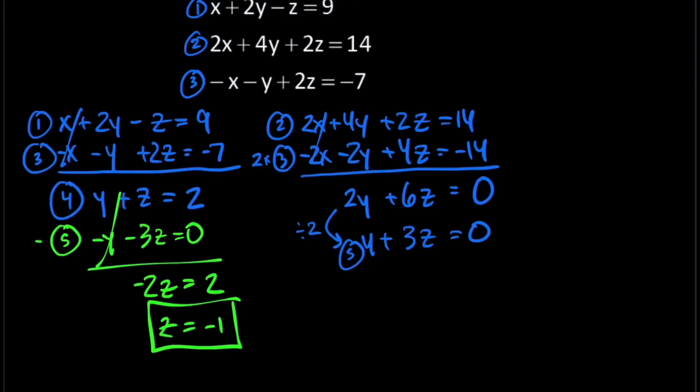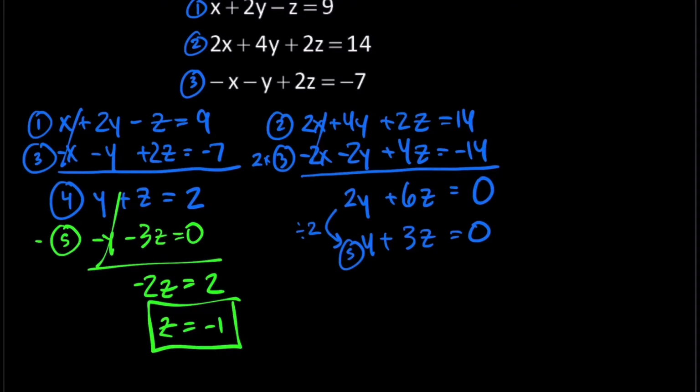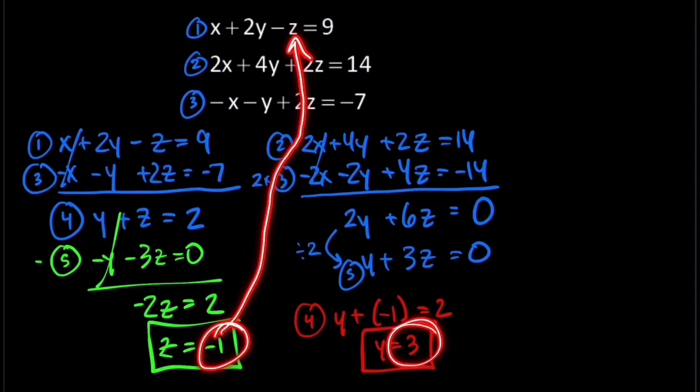Now I have some choices. I can take that negative 1 for z, plug it in here, to find y, or plug it in there to find y. It doesn't matter. I don't care. To me, it looks like equation 4 might be a little bit easier to work with. So y plus z, which is negative 1, equals 2. I'm going to add 1 to both sides, so y equals 3. And now I'm going to take these two values and plug them in any equation you want. I'll probably go up top here.